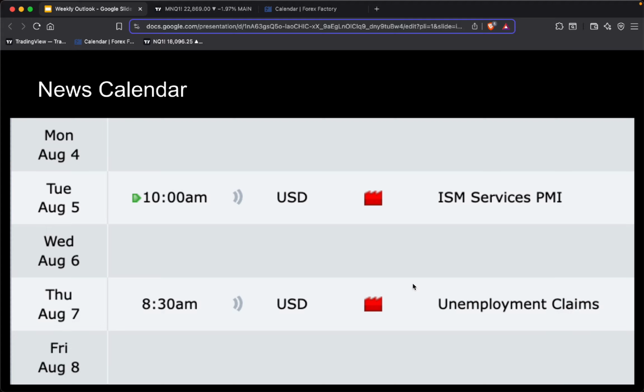So news calendar, we don't have such a big news event for the next week, and we have one high impact news event on Tuesday at 10 a.m. Wednesday we don't have a news event, and Thursday we have one news event, unemployment claims at 8:30. Friday, no news event.